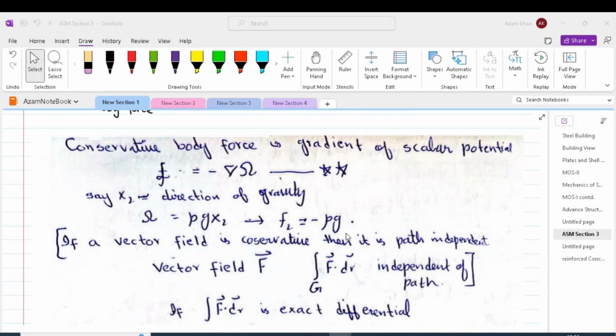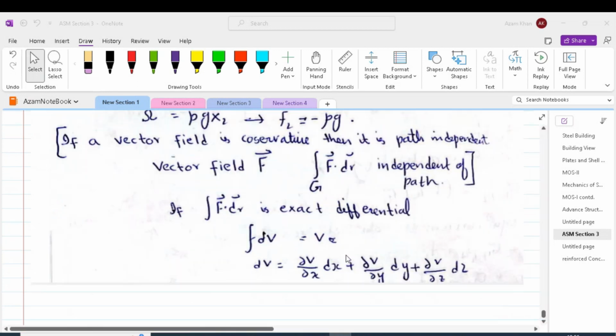The work done by gravity will only depend on the initial and the final position of the object and not on the specific trajectory it followed. Thus, the integral of F dot dr around a closed path must be equal to 0. And this is equivalent to say that F dot dr is an exact differential. In the case of exact differential, if V is an exact differential, that would mean that dV, which is a small part of V, is only dependent on the initial and final position of this function.